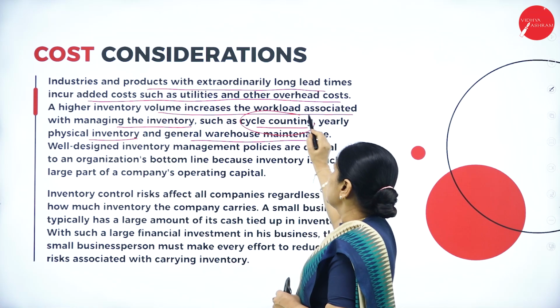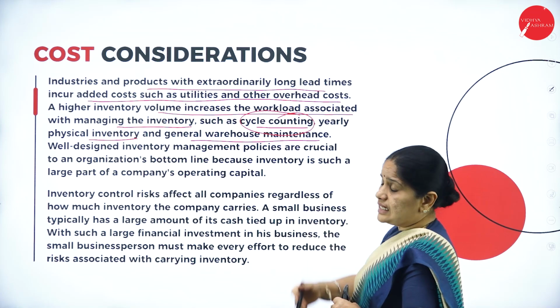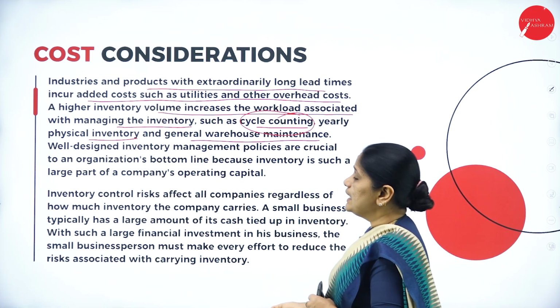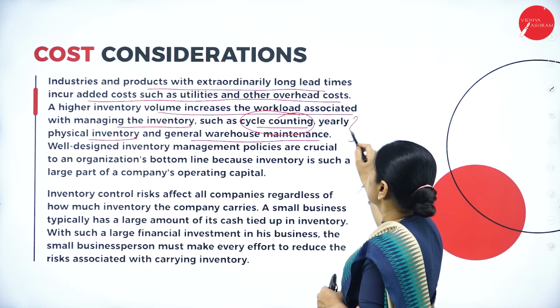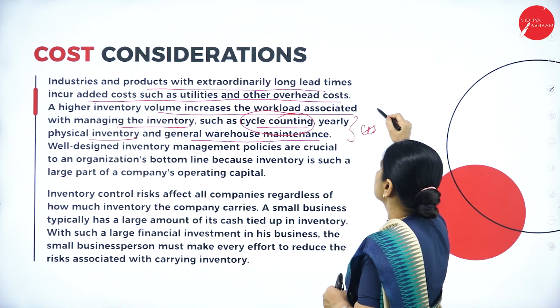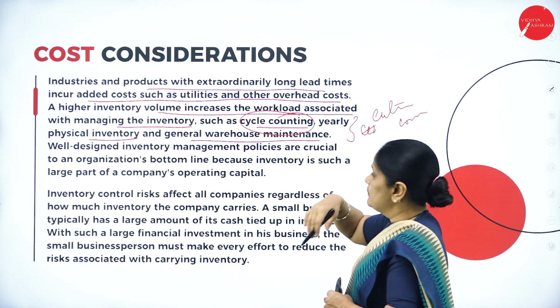So we have the cycle counting of the inventory. Then again we'll have the physical inspection of the inventory and also the general warehouse maintenance. So all these are the extra costs involved. So this extra cost will be added to the cost of the product.